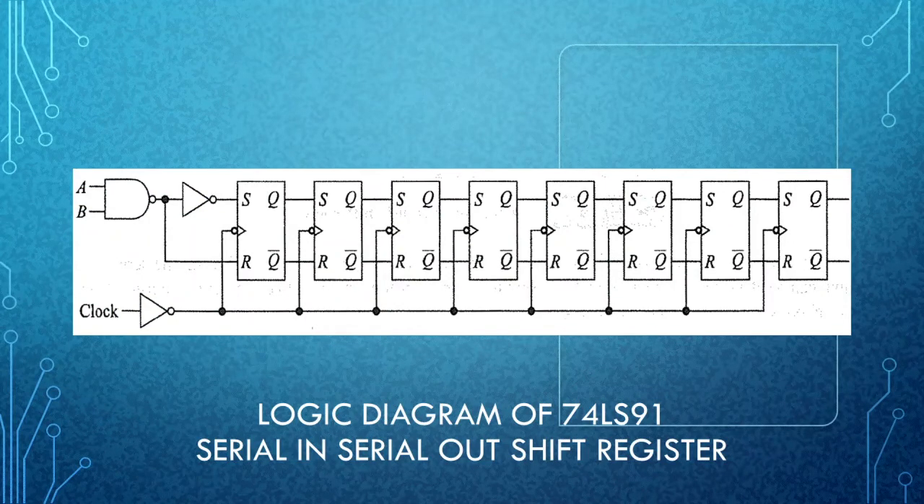This is the diagram of IC 7491, a serial in, serial out 8-bit shift register using RS flip-flops. So you can see that it's a very complicated IC which has a clock, an inverter and a NAND gate.